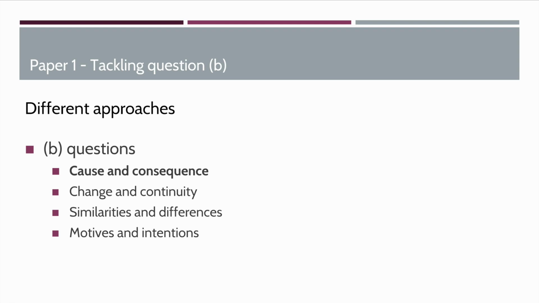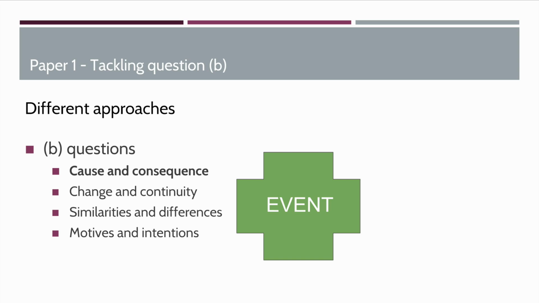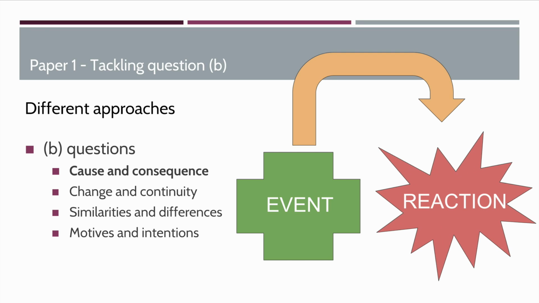Now, there are a wide variety of different types of B questions that can appear in paper number 1. The first is cause and consequence. This often is asking you to look at a particular event and how the event somehow causes something to happen. Cause and effect, cause and consequence, an event and a reaction.